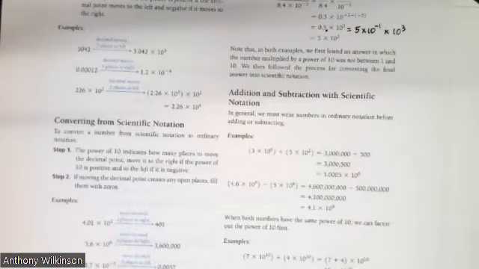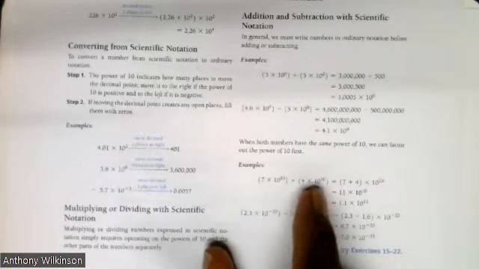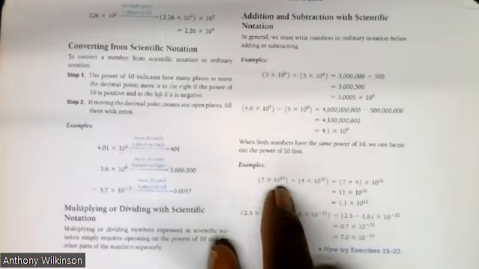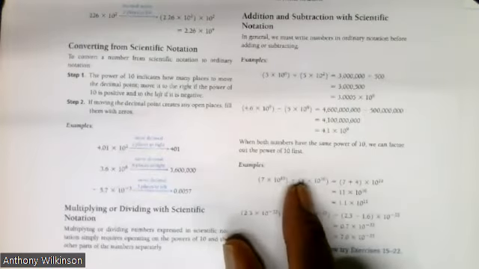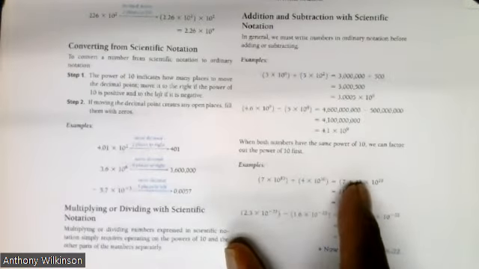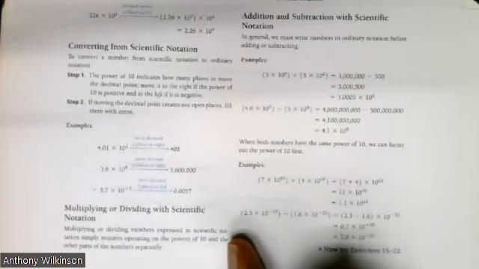Now, when both numbers have the same power of 10, we can factor out the power of 10 first and then simplify. Like in these two examples here, 7 times 10 to the 10th plus 4 times 10 to the 10th. Notice 10 to the 10th is in both of these expressions here, so we can factor out the 10 raised to the 10th and then just add 7 and 4 together. So 7 plus 4 is 11. So it'd be 11 times 10 to the 10th.